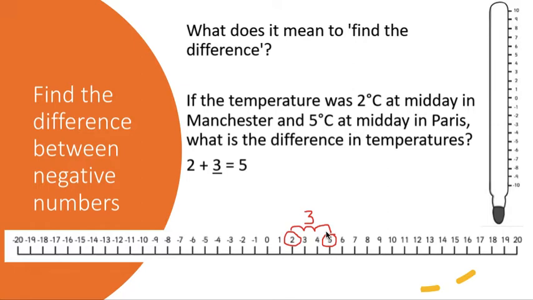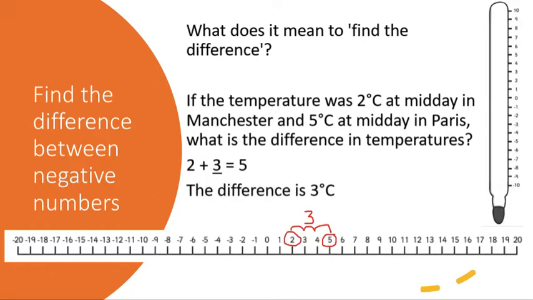And the reason I say you can use a takeaway as well is because you could do 5 take away 3 equals 2, or 5 take away 2 equals 3. Today we're mainly going to stick to the counting on method because when we're using negative numbers it can get really confusing.